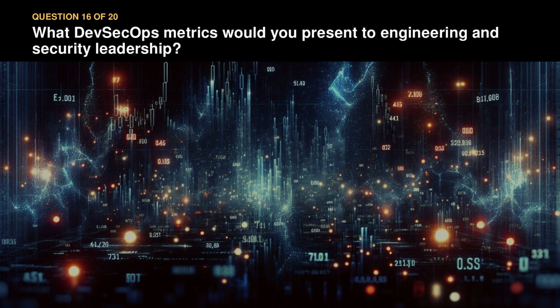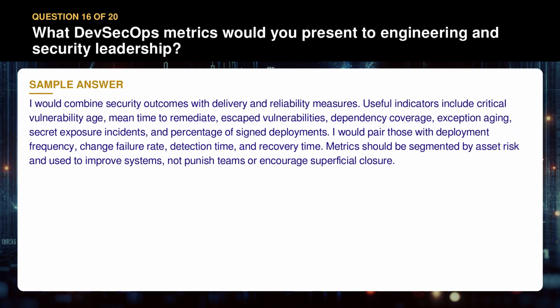Question 16. What DevSecOps metrics would you present to engineering and security leadership? I would combine security outcomes with delivery and reliability measures. Useful indicators include critical vulnerability age, mean time to remediate, escaped vulnerabilities, dependency coverage, exception aging, secret exposure incidents, and percentage of signed deployments. I would pair those with deployment frequency, change failure rate, detection time, and recovery time. Metrics should be segmented by asset risk and used to improve systems, not punish teams or encourage superficial closure.